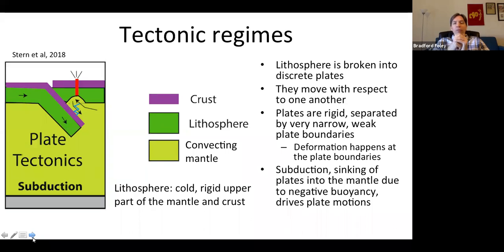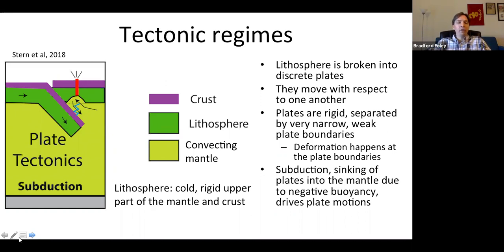So the lithosphere on Earth with plate tectonics is broken up into these discrete blocks that we call the tectonic plates. They can move with respect to each other, slide past each other, collide and converge, spread apart. The plates themselves are rigid, basically non-deforming, and they're separated by very narrow and very weak plate boundaries. And that's where all the deformation happens. So you can think of these plate boundaries as sort of the lubrication that allows the plates to move and plate tectonics to happen.